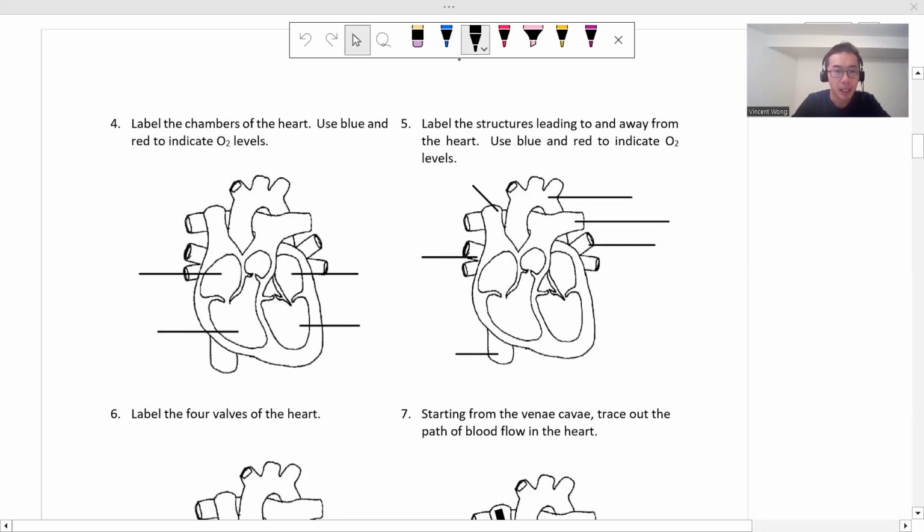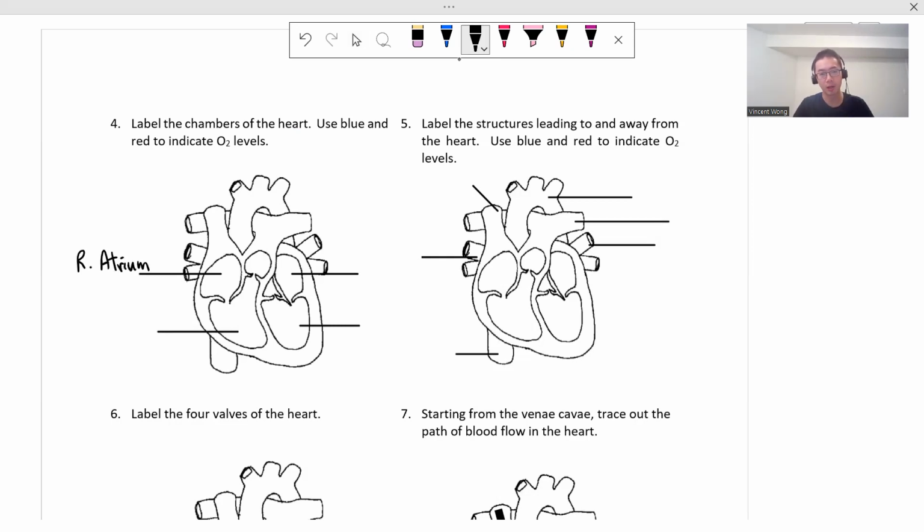So over here, on the left side of the diagram, which is the right side of the heart, that would be the right atrium. To save space, I'm just going to put R, but it's the right side. And below the right atrium, we have the right ventricle. On the other side, we have the left atrium, and the left ventricle.